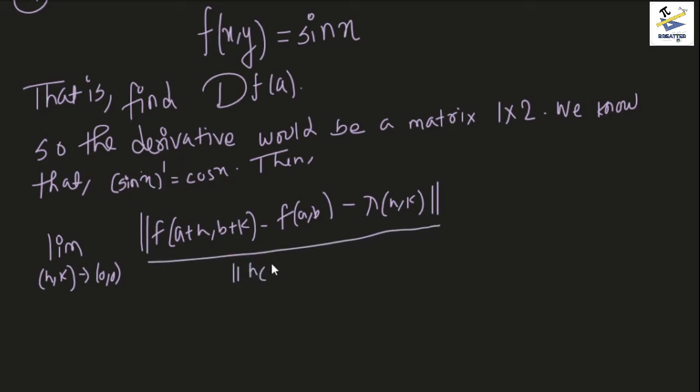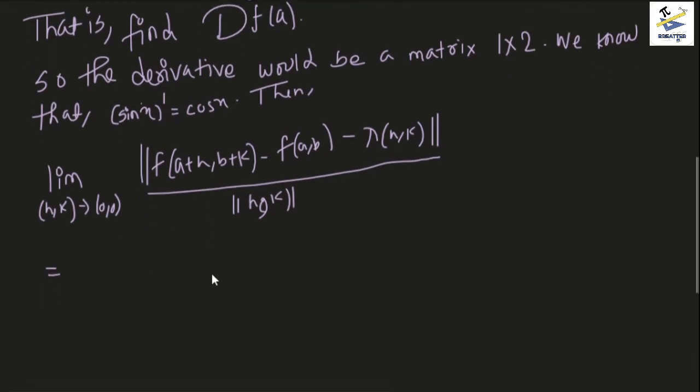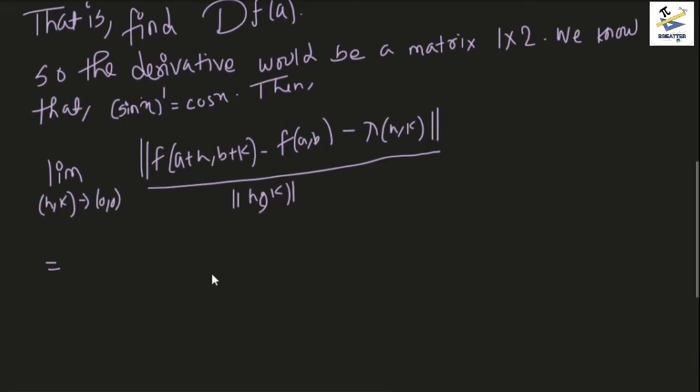So it's just like iterated limits, but this works. Now our linear transformation lambda, we want that to be cosine of a into x, because at a it's basically cosine of a. So we have limit h comma k going to 0.